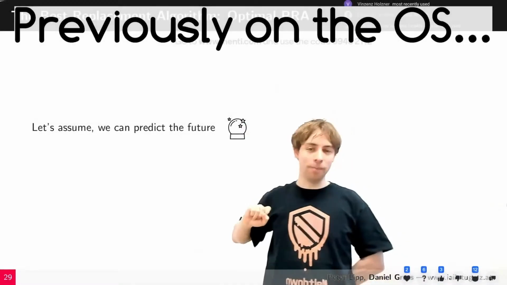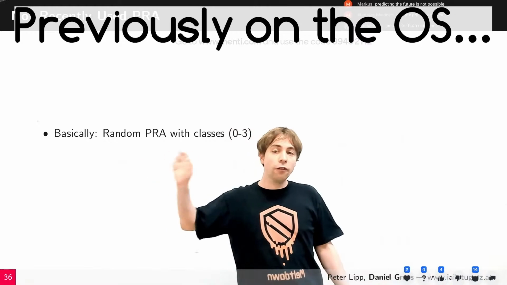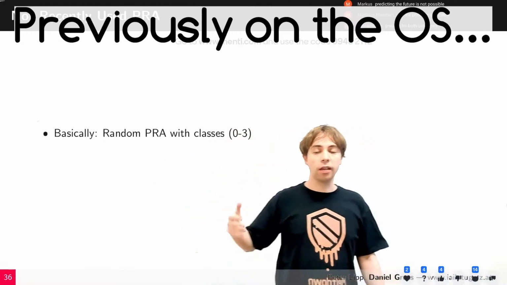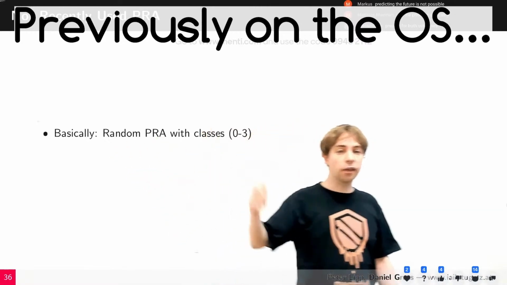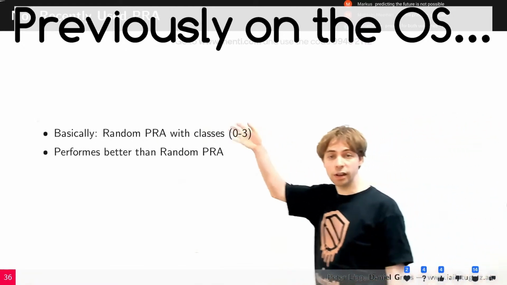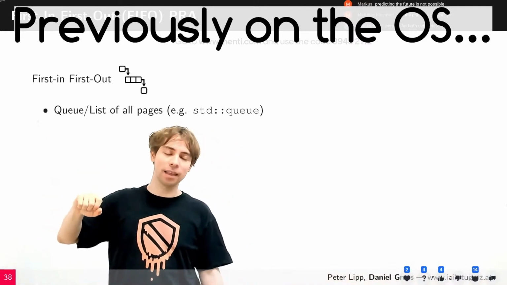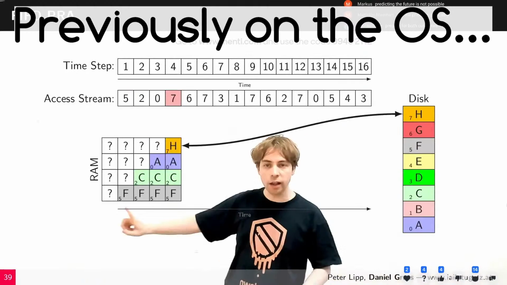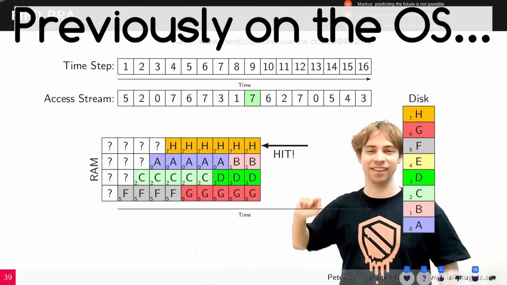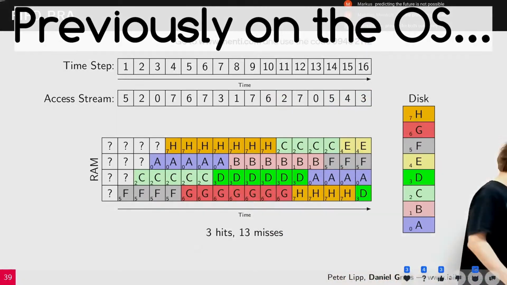That's the optimal PRA. Let's assume we can predict the future. The idea of not recently used PRA is basically random PRA, but with classes. And it performs better than random PRA because it takes this additional information into account. FIFO, that's another algorithm. First in, first out. In this example, better than random, but this is not generally the case. It's usually avoided for page replacement.